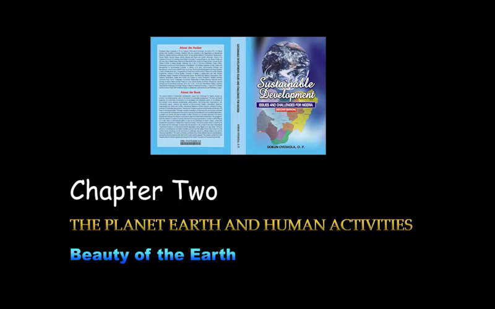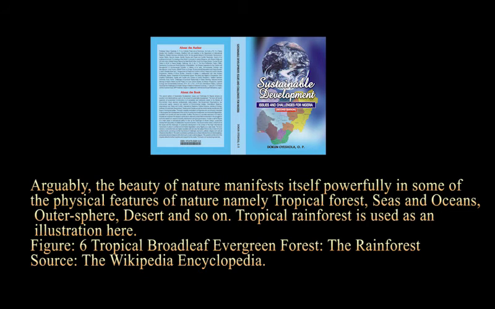Chapter 2. The Planet Earth and Human Activities. Beauty of the Earth. Arguably, the beauty of nature manifests itself powerfully in some of the physical features of nature, namely tropical forest, seas and oceans, outer sphere, desert and so on. Tropical rainforest is used as an illustration here.